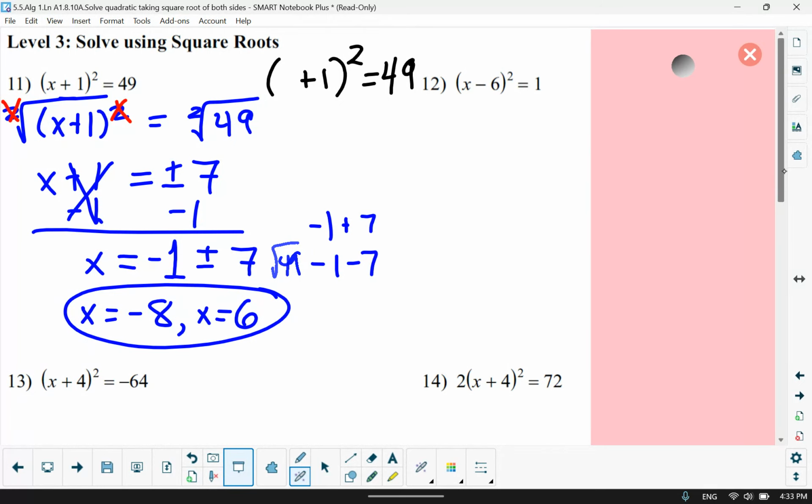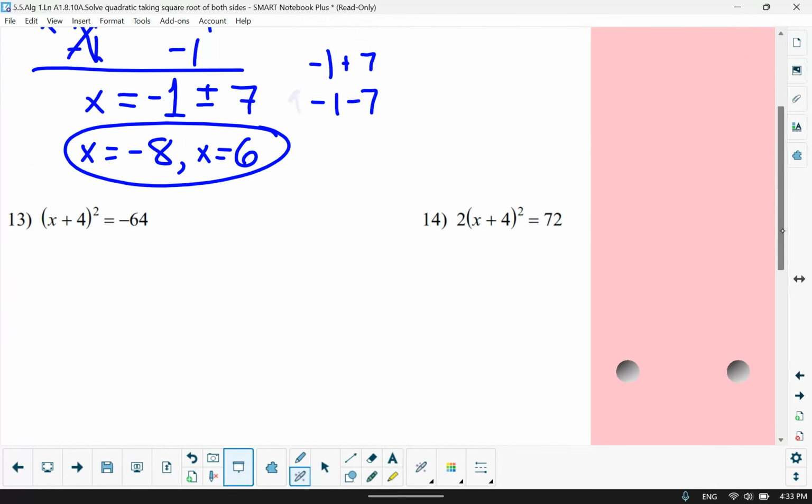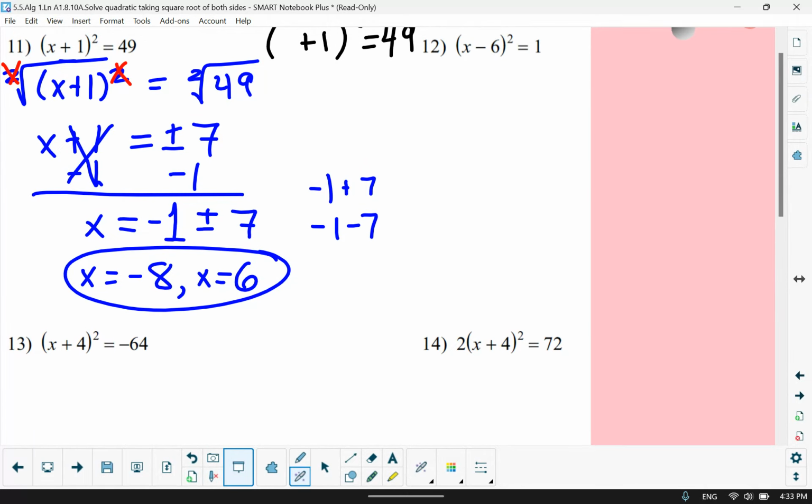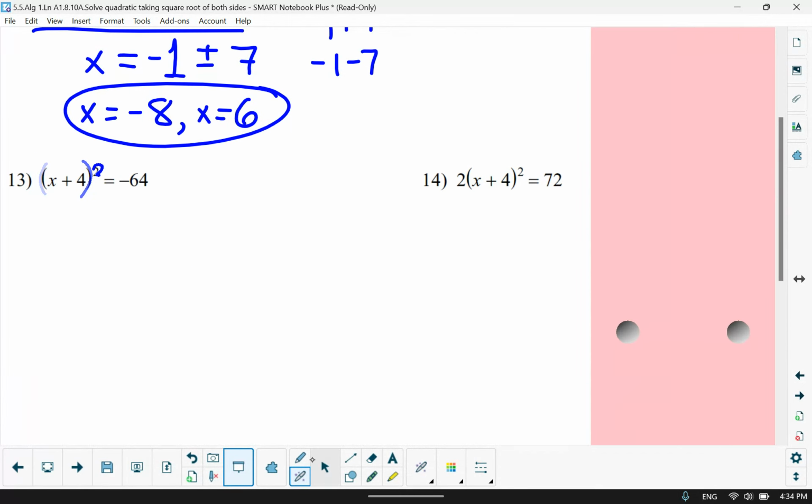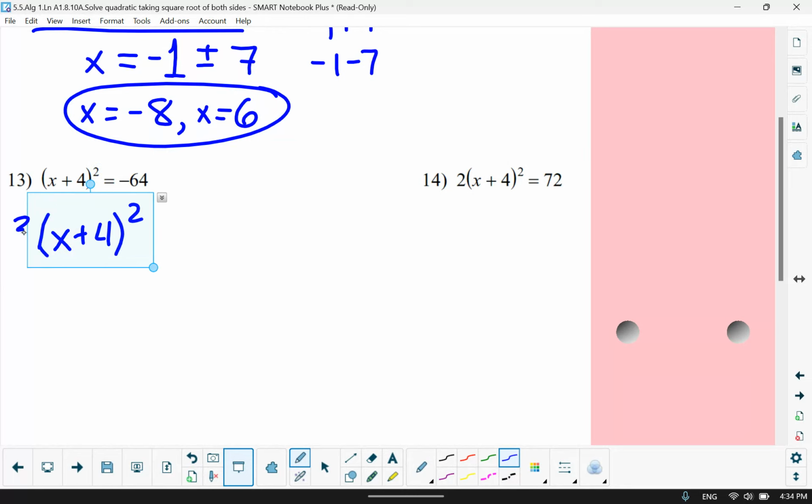As we go on to number 13, look at how they're similar, look at how they're different. I see 2 quantities, both in parentheses, both squared. So let's go ahead and say we're going to get rid of that square power. Inverse of a second power would be a second root, being fair to the other side.